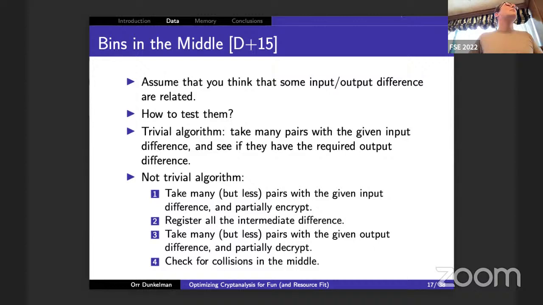However, now I don't need to try if the probability of the differential is p, I don't need to try 1/p pairs, I can use significantly less. So if the characteristic or the differential is distributed relatively evenly over the rounds, you can do it with about one over square root p from the top and one over square root of p from the bottom and try to meet in the middle.